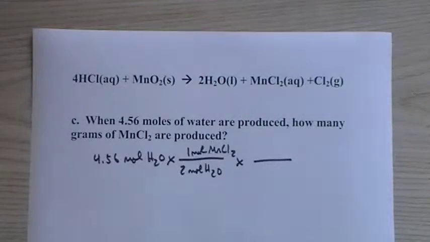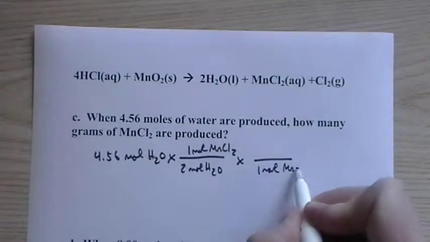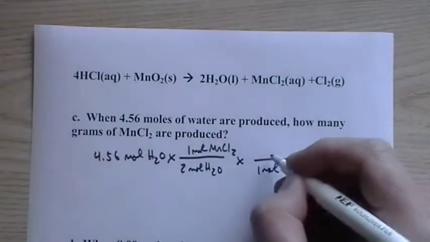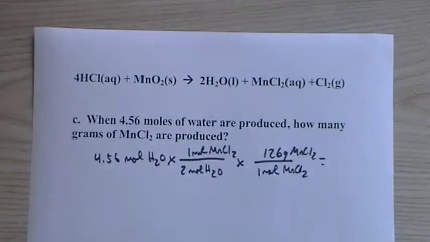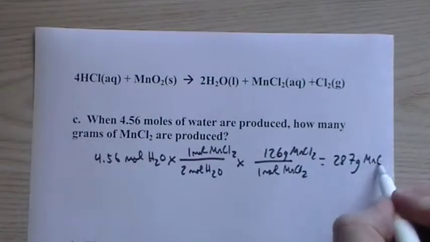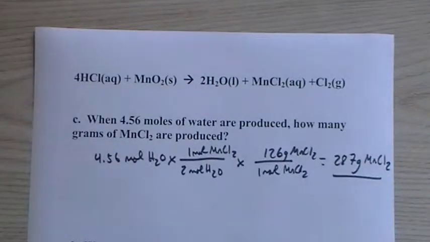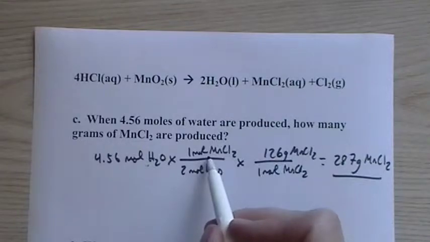So I have to go to the periodic table. So we have 71 plus manganese is 54.9. So 1 mole of manganese 2 chloride is about 126 grams. So 4.56 divided by 2 times 126 comes up to be 287 grams of manganese chloride. Let me just double check. 2 moles, 1 mole, 1 mole, yeah.